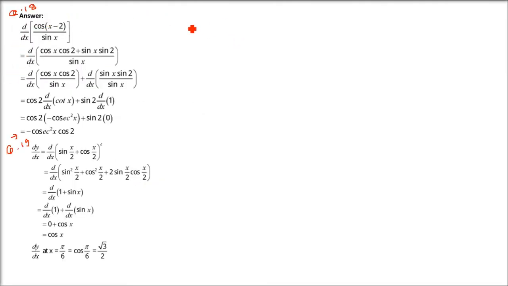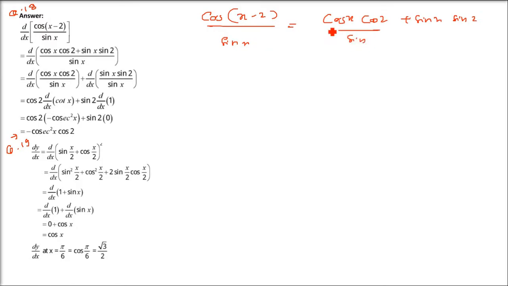Okay, so cos x minus 2 by sin x. Now we can expand cos x minus 2, which we have just seen in the previous question. Cos a minus b is cos a cos b plus sin a sin b, so it will be cos x cos 2 plus sin x sin 2. In the denominator we have sin x, so cos x by sin x is cot x. So it is cot x cos 2, cot x and cot 2.